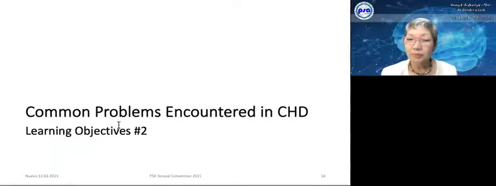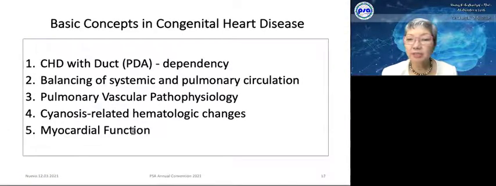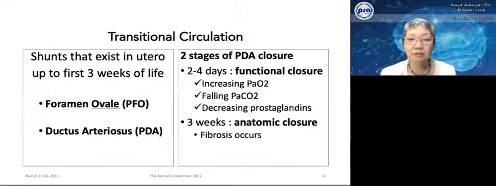So what are the common problems encountered in congenital heart disease? As enumerated here: duct-dependency lesions, balancing of the systemic and pulmonary circulation, pulmonary vascular pathophysiology, cyanosis-related hematologic changes, and the myocardial function of the neonate is quite different from that of the adult.